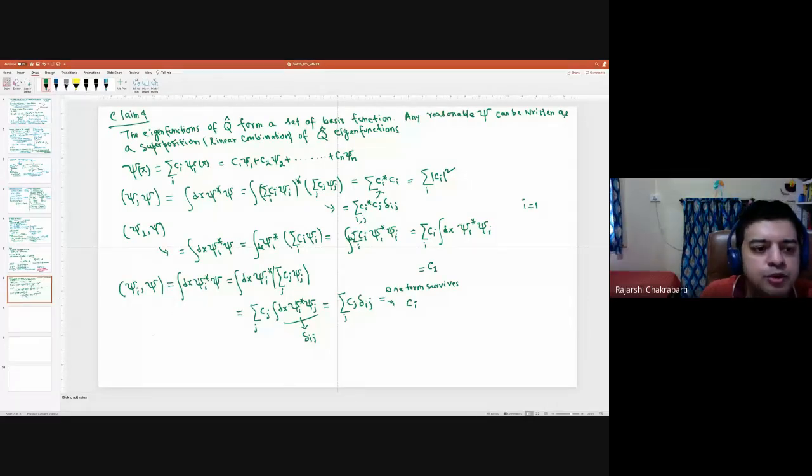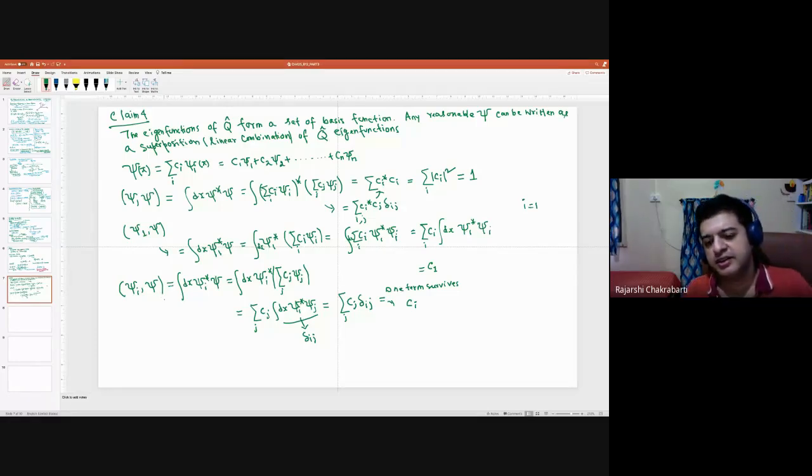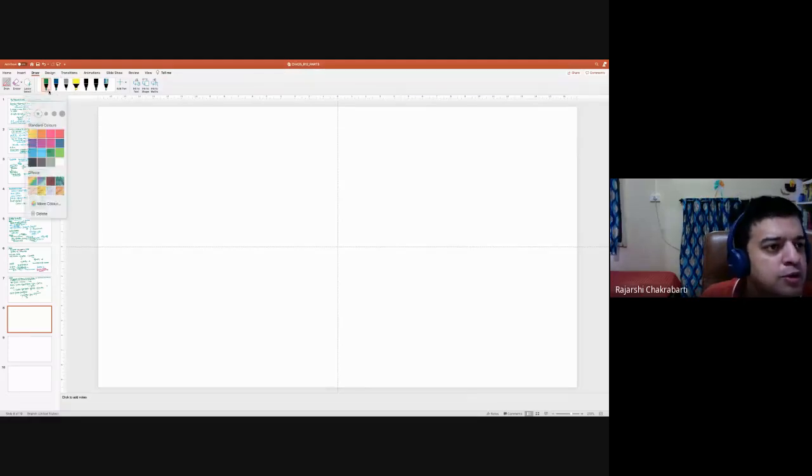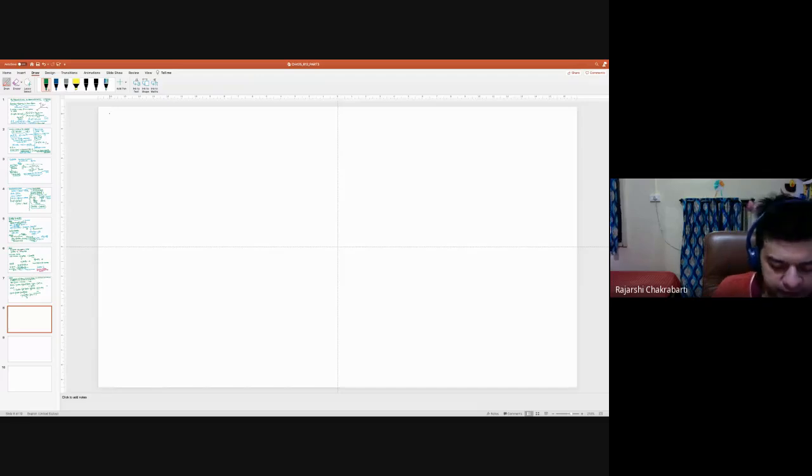And the one I did here, psi comma psi, what is the answer? If psi is normalized, this has to be 1. So this is the way to calculate the coefficient. I take psi_i comma psi, that gives you the coefficient Ci. And one more thing we'll do, just state, I'm not going to do it in detail because this is beyond the scope of this course, but just write it down.